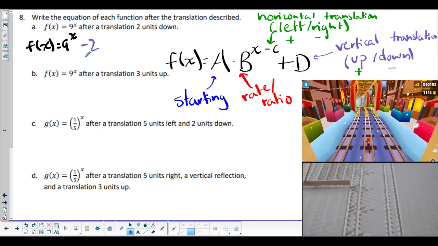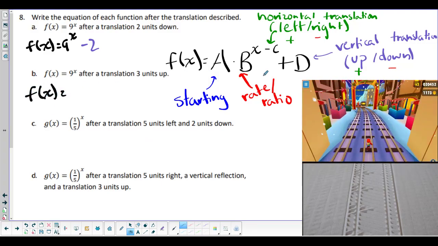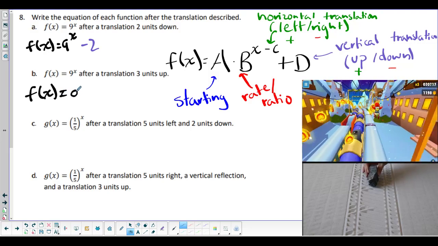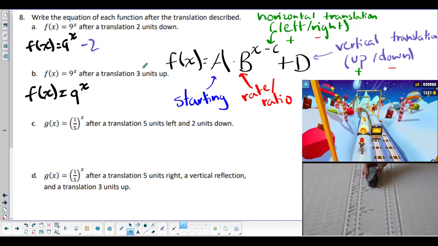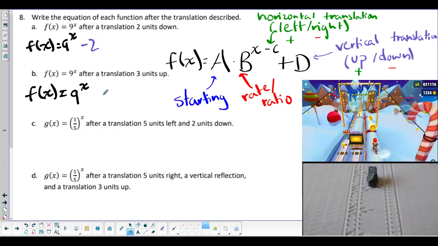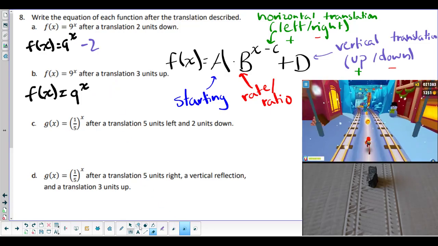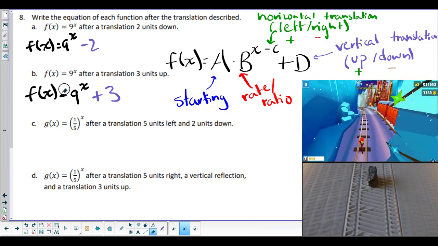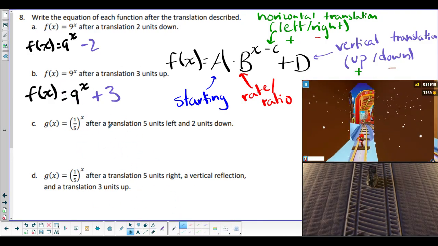Same thing, 9 to the power x after 3 units up. Well, I'm going to change that same number. This d value is going to become f of x equals 9 to the power x. And in this case, because we're shifting up 3, it's going to be plus 3. Sorry, I make it purple. Color code, plus 3, okay? Supposed to be equals.